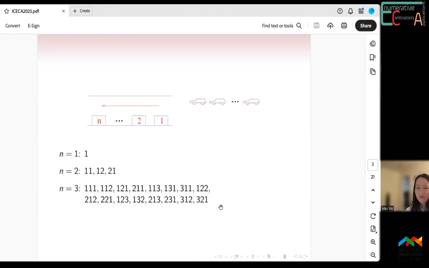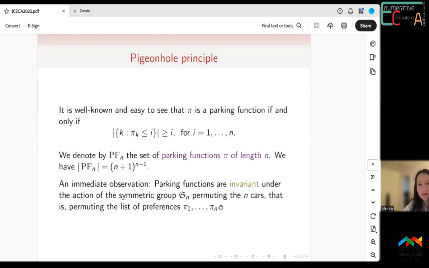Okay, so for n equals 2, we have 3 possibilities: 1,1, 1,2, and 2,1. And for n equals 3, we have these many possibilities. Then people got interested in this and were asking whether there is a more apparent way to see whether something is a parking function or not. They found that we could just characterize it using a pigeonhole principle, where the number of cars with preference less than or equal to i has to be greater than or equal to i for every i.